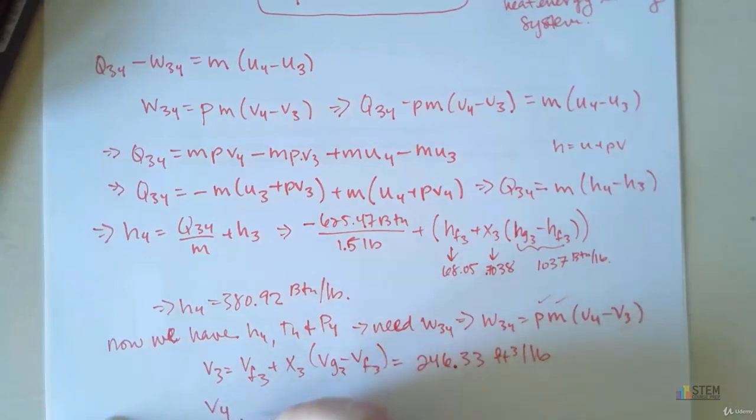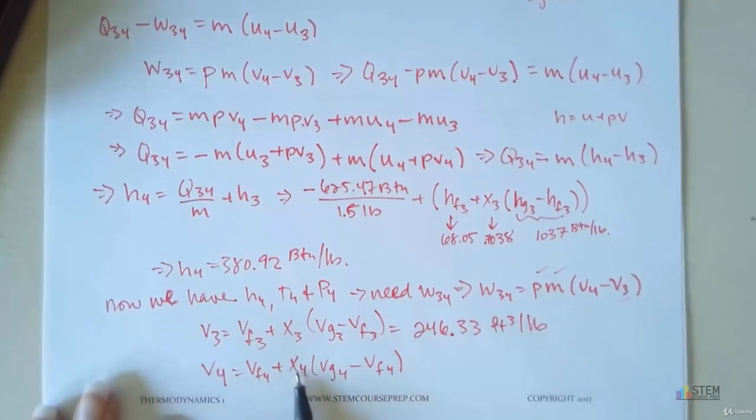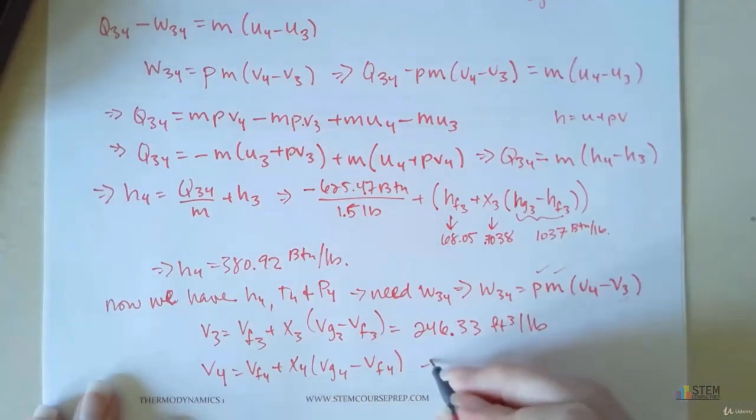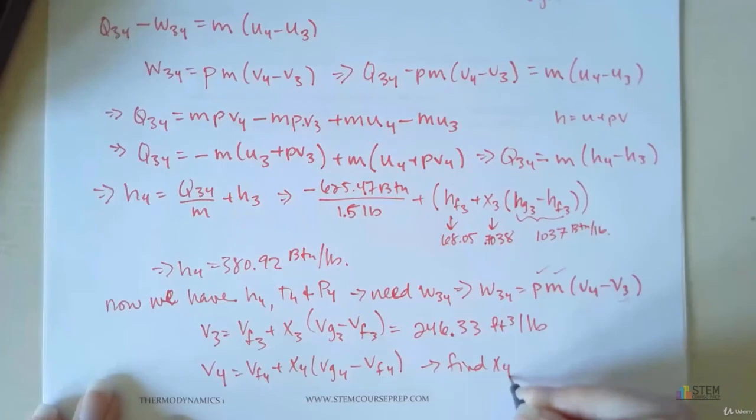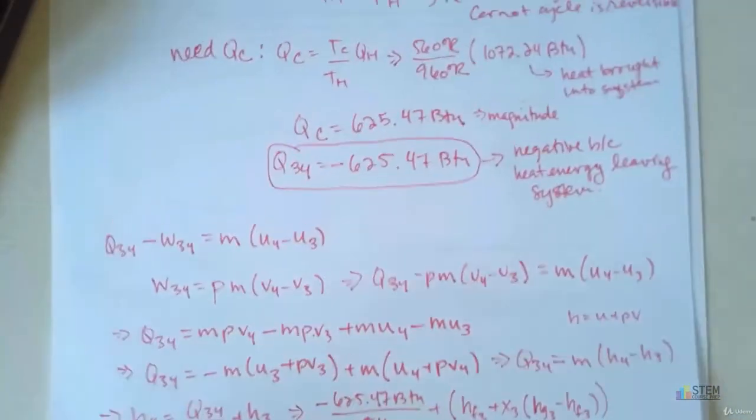V4, we're going to have VF for 4 plus X4 times VG4 minus VF4. Now we can find the VF and VG because we know the temperature. All right, so we know that. We don't know the quality though. We're going to have to find this quality. All right, so let's do that next.